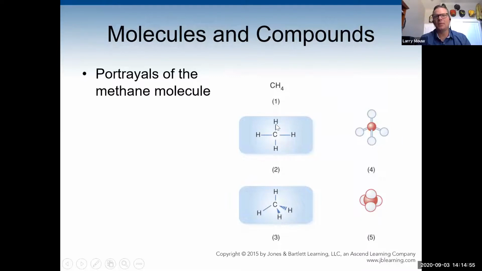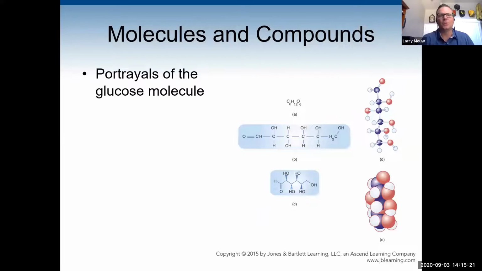CH4 may be represented in the plane with the C and the 4 H's around it, maybe a ball and stick, or, let's see, this is the 3D model right here. And then this number 3 shows the carbon with the 4 hydrogens, and how they're bonded. That's what the different dashes show, how each one is bonded differently. Here's a glucose molecule shown the same way, and you can see that they're just different ways to represent the 6 carbons, the 12 hydrogens, and the 6 oxygens that make up glucose.